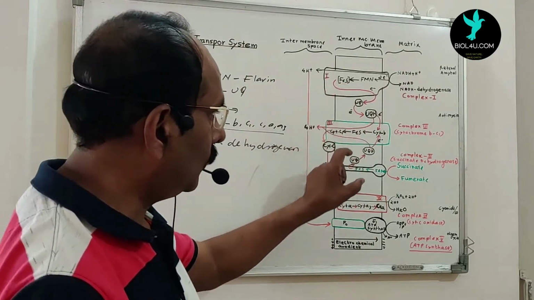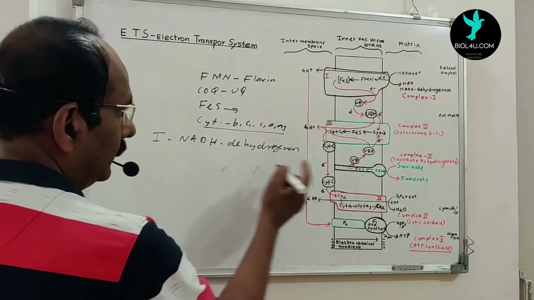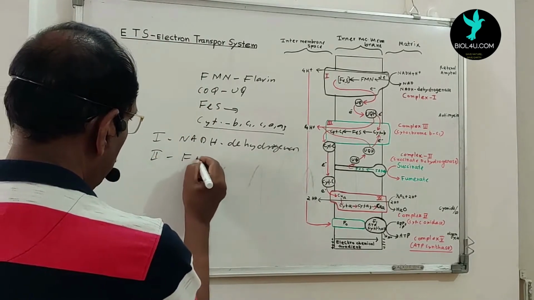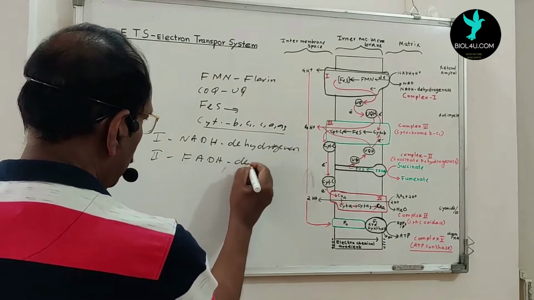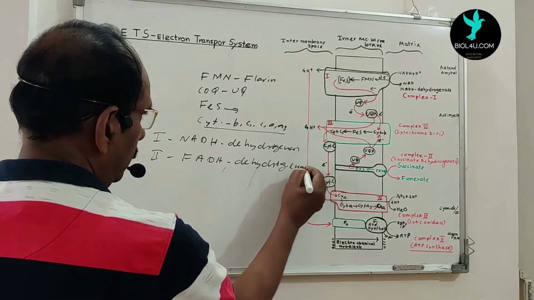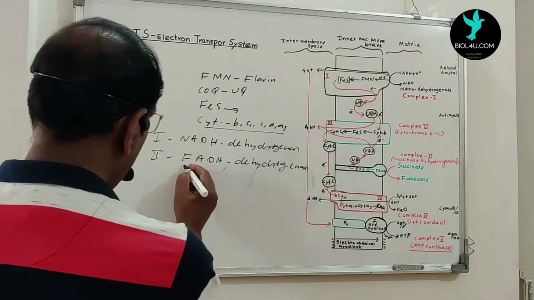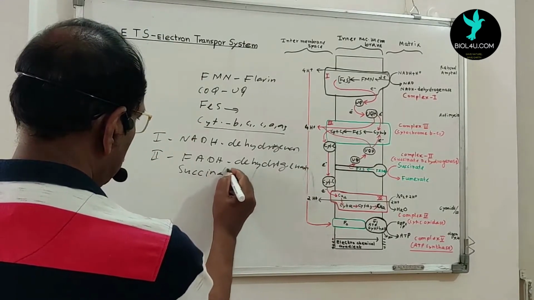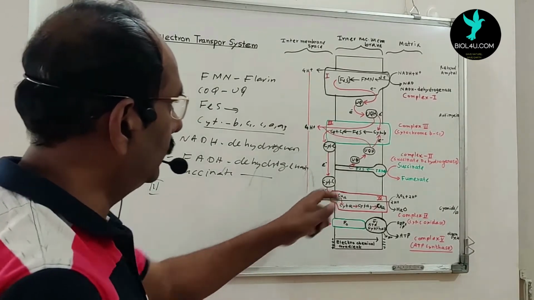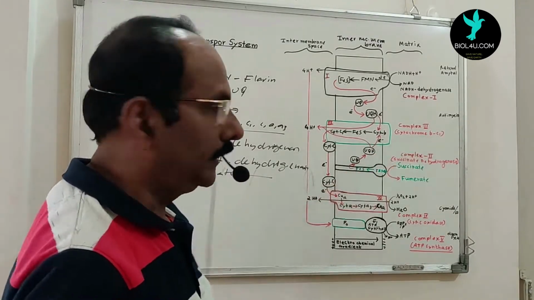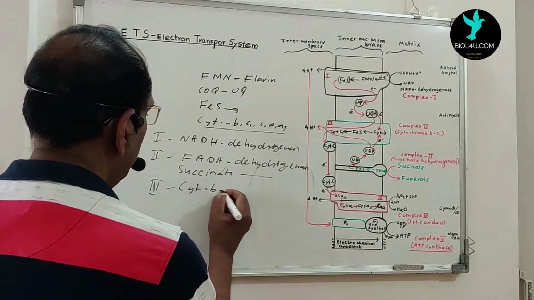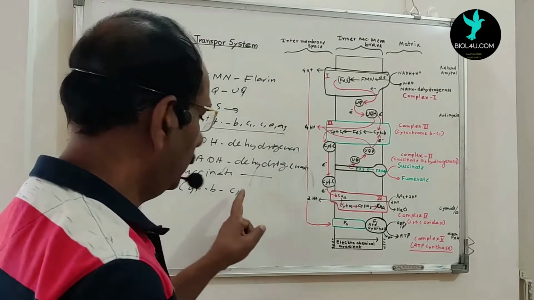And complex number 2 is related with succinate. It is called FADH dehydrogenase, or it is also known as succinate dehydrogenase. And complex number 3 is known as cytochrome B C1. So cytochrome complex 3 is called the cytochrome B C1 complex. That is the third complex.